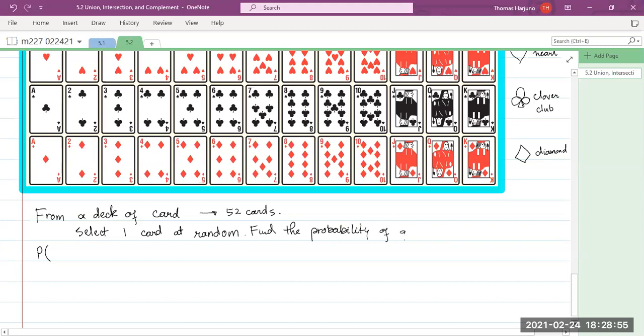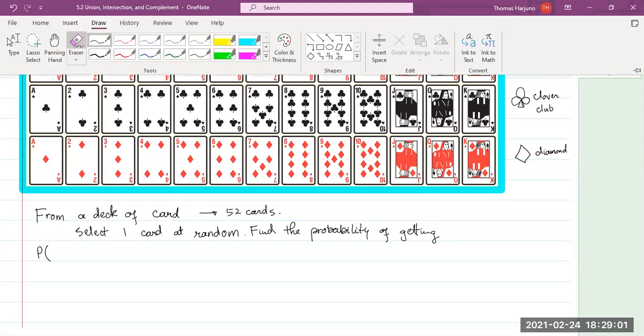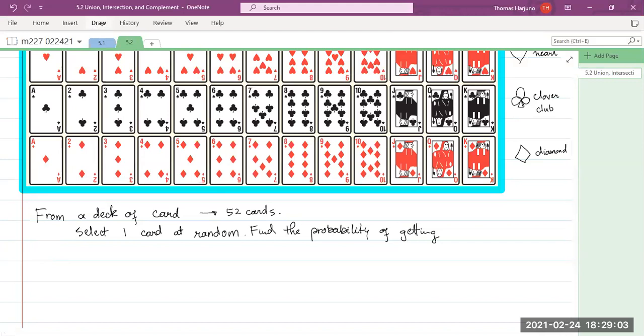of getting, let's do it in words and then I teach you how to use notation. Find the probability of getting a heart card.